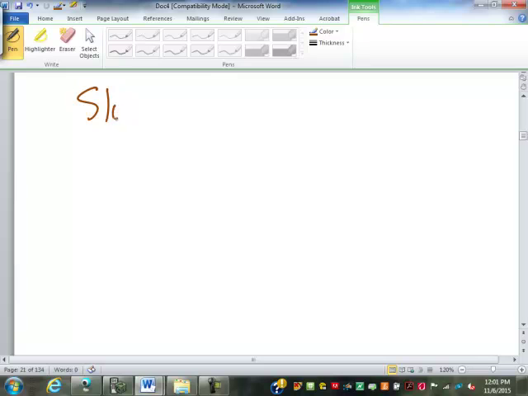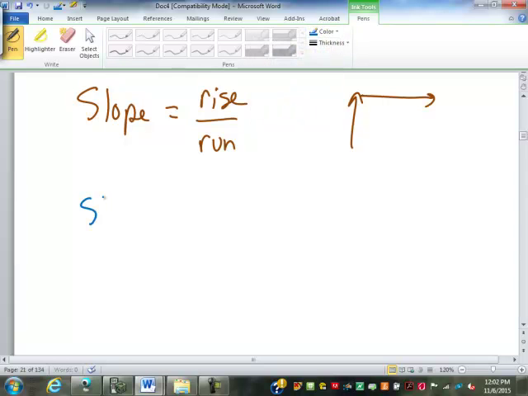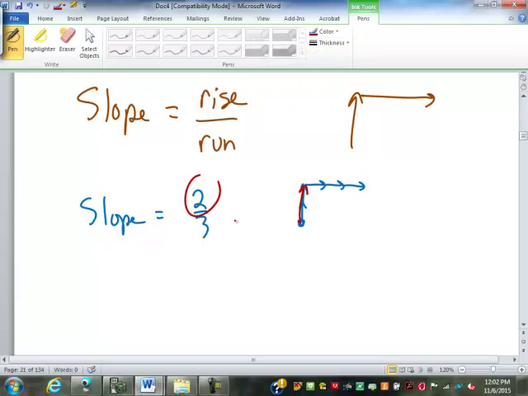Slope is a ratio. It is a ratio of rise over run. Rise means up, run means over, like that. So a slope of 2/3 would mean that from one point we go up 1, 2 spots, and then we go over 1, 2, 3 spots. We rise 2 and we run 3.